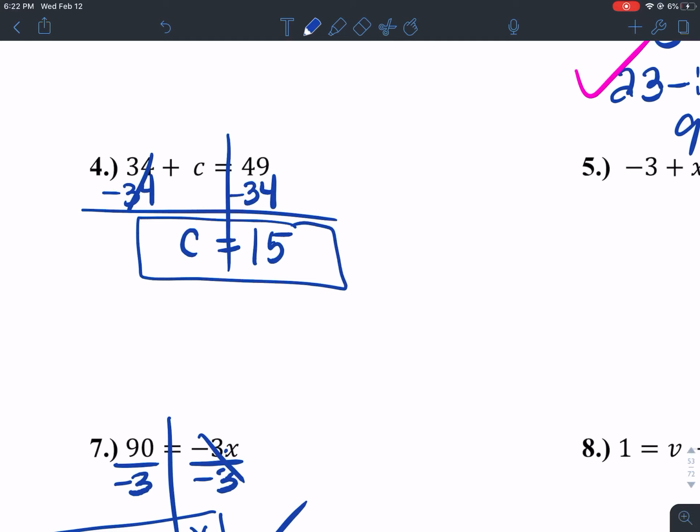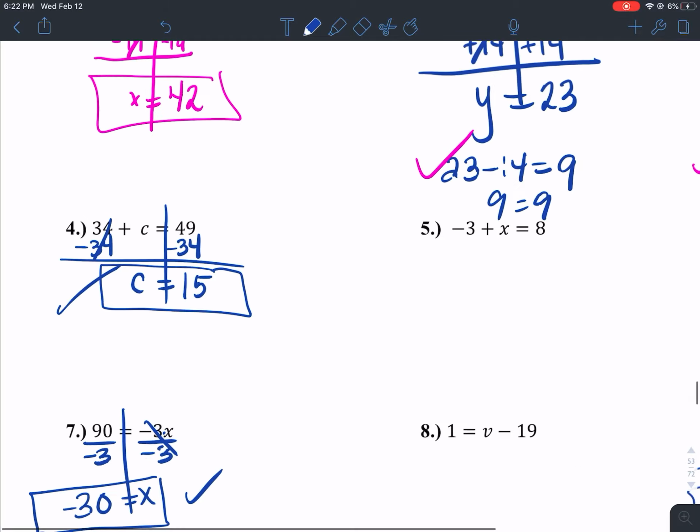Go ahead and box that in. You can double check. Is it true that 34 plus 15 is 49? Yeah, that makes sense. All right, I'm correct.